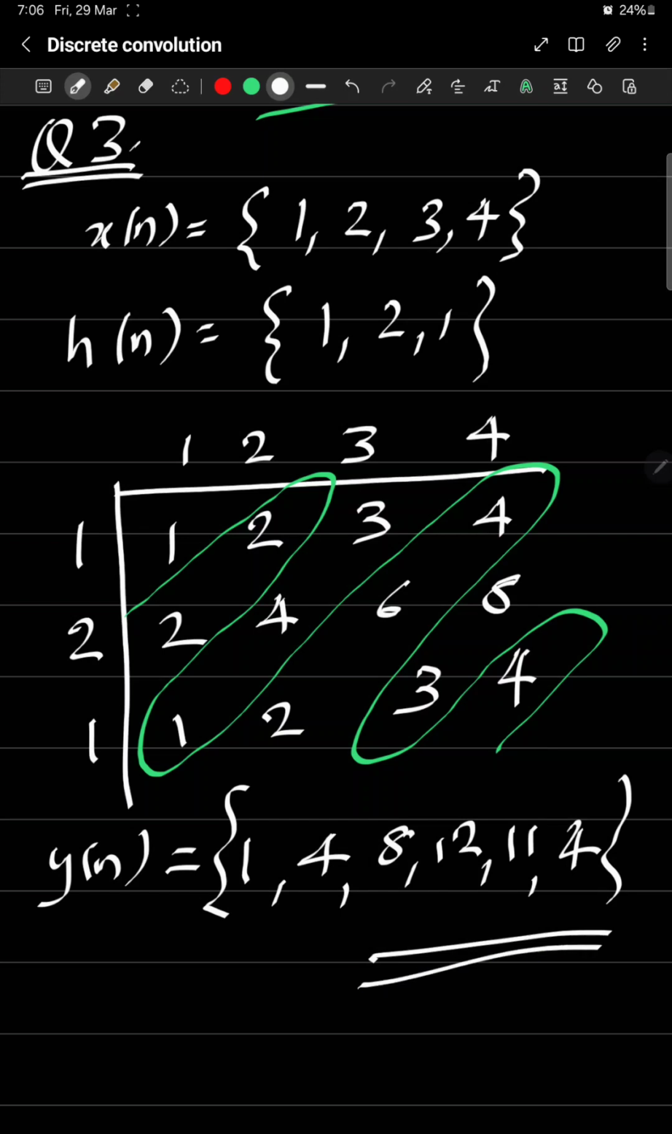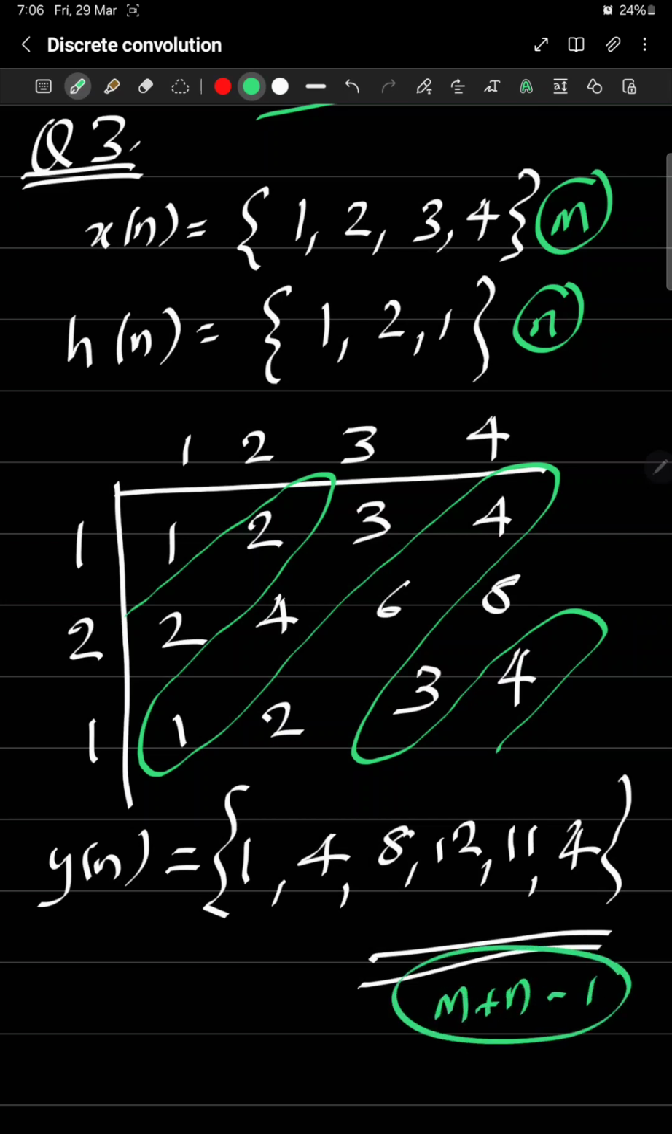And there is about the width property that we have seen in the continuous case convolution. Here also you will have the width property. That means if you have say m elements in the first sequence and n elements in the second sequence, then the total length will be m plus n minus 1. I repeat, if you have m elements here and n elements here, the result will have m plus n minus 1 number of terms. So in this example you have m as 4 and n as 3, so 4 plus 3 is 7 minus 1, 6 elements will be there, 1 2 3 4 5 and 6. So that's all about convolution, discrete convolution.